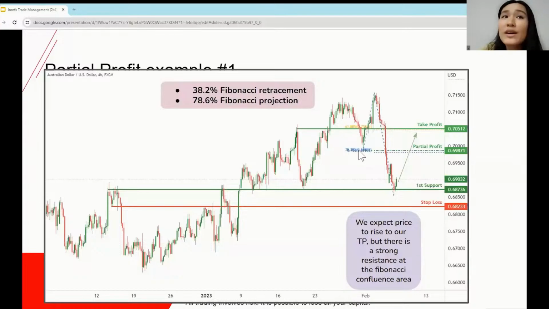Okay, and we also have a 78.6% Fibonacci projection. So that would have 3 points, and you can kind of see the shape here. And our 78.6 lines up nicely with this swing low as well as the previous Fibonacci retracement. Okay, so we expect price to rise to our take profit here. Of course, we are hoping that price will rise to this swing high pullback resistance over here. But of course, there is a strong resistance at this Fibonacci confluence area, and there is a possibility that price might not be able to reach our take profit.